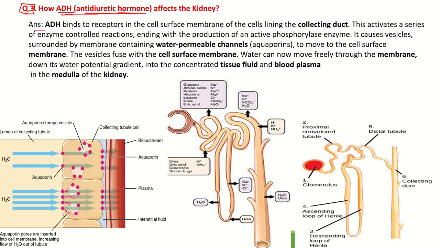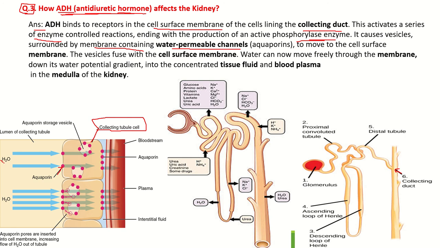ADH binds to a receptor in the cell surface membrane of the cells lining the collecting duct. So what is the collecting duct? These are collecting tube cells. This is a collecting duct, guys. This activates a series of enzyme-controlled reactions ending with production of an active phosphorylase enzyme, and it causes vesicles surrounded by membrane containing water permeable channels, that is aquaporin.